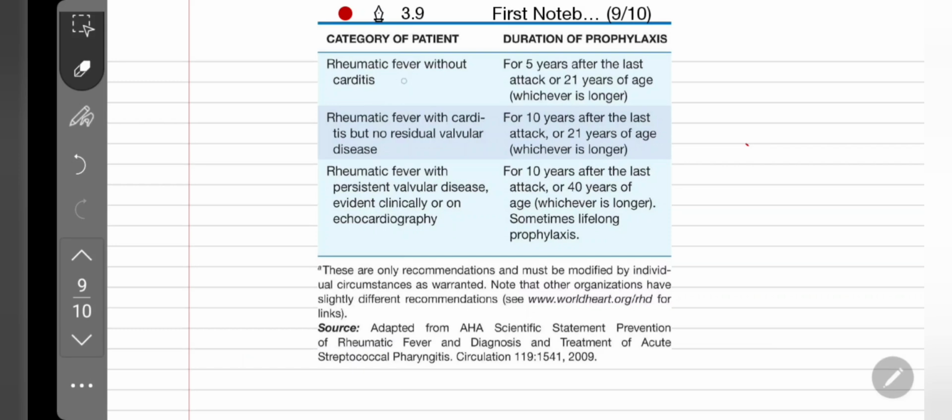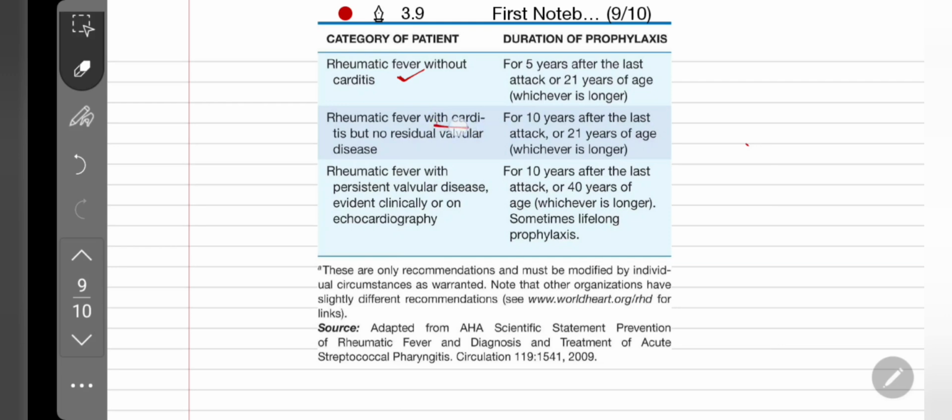Okay, so rheumatic fever, if he's having a rheumatic fever without carditis, so you give 5 years after the last attack, or 21 years of the age, whichever is longer. What you give is either benzathine penicillin, that is given one injection over a month, or you can give oral penicillin daily as well. So if someone is having a rheumatic fever, you're going to treat that one, and you're going to give the prophylaxis as well.